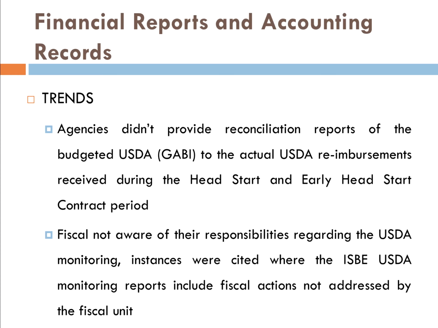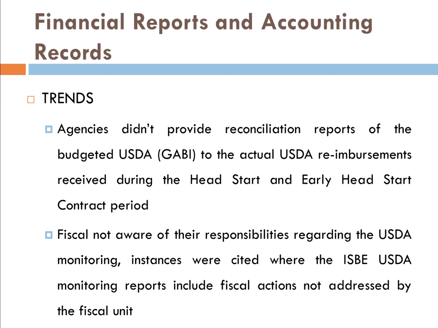The first thing that we list in here is the reconciliation report of the budgeted USDA costs to the actual reimbursement. Every year when you submit your GABI report to your grantee agency, you include the projected amount of USDA for the contract period. Well, after the conclusion of the contract period, 12 months, a reconciliation should be done to ensure that if USDA money still exists or is still on the table for that contract period, you go back and make adjustments to make sure that you're using it for USDA and only for USDA.